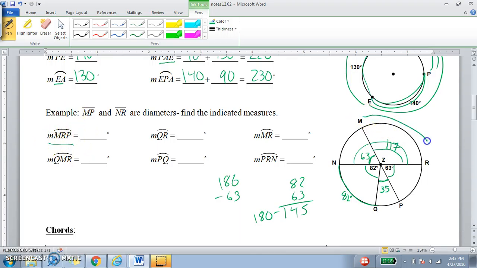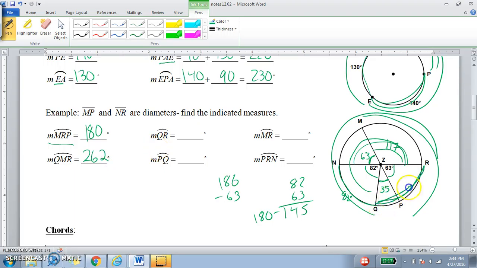All right, so now we just fill in the pieces. MRP, from M to R to P, well, that's half the circle. That makes a straight line, so that's 180 degrees. From Q to M to R, we've got a bunch of pieces we have to add up. So Q to N is 82, N to M is 63, M to R is 117. So we have to add all 3 of those pieces together, 82, 63, and 117. When I do that, I get 262.